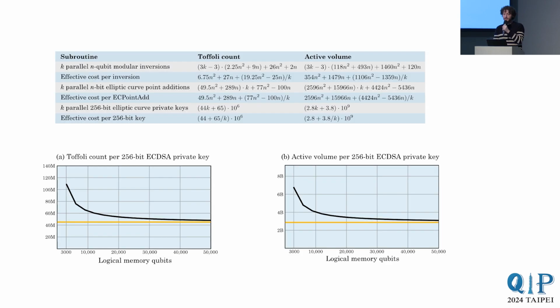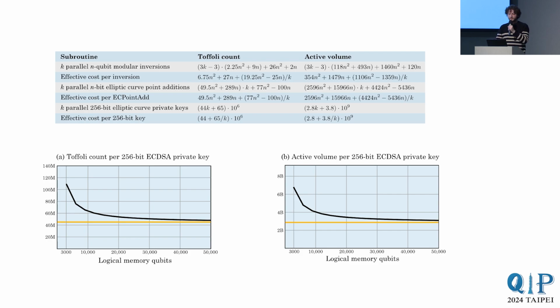Putting everything together, we obtain the following resource estimate. Each instance of the algorithm uses around 3,000 logical qubits. Running only one instance, the cost per key is around 110 million Toffoli gates. If we use 6,000 logical memory qubits to run 2 instances in parallel, we effectively reduce the cost per instance from 110 million Toffolis to just around 75 million Toffoli gates per key. And the more memory we use, the cheaper it gets, down to a limit of 44 million Toffoli gates per key. And the same applies to the active volume.